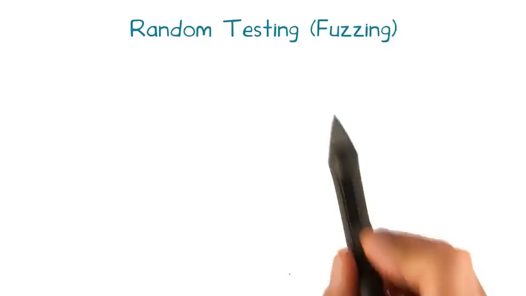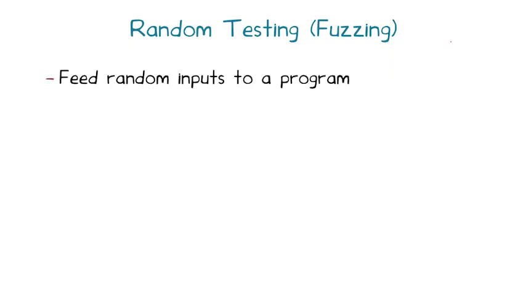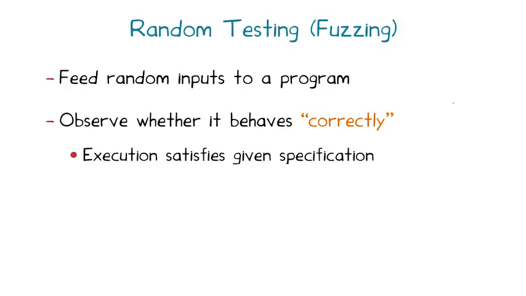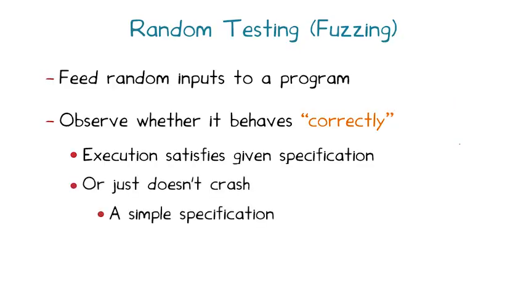Random testing, also called fuzzing, a terminology that we'll use throughout this lesson, is a simple yet powerful testing paradigm. The idea is straightforward. We feed a program a set of random inputs, and we observe whether the program behaves correctly on each such input. Correctness can be defined in various ways. For example, if a specification such as a pre and post condition exists, then we can check whether the execution satisfies the specification. In the absence of such a specification, we can simply check that the execution doesn't crash.